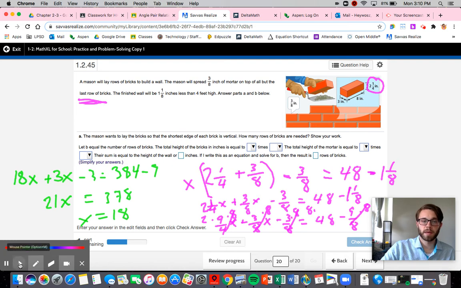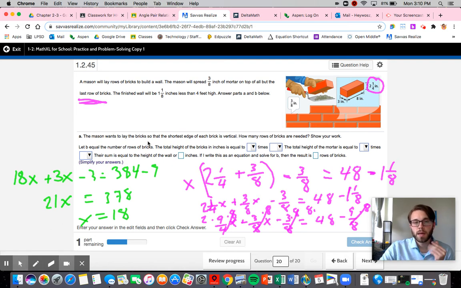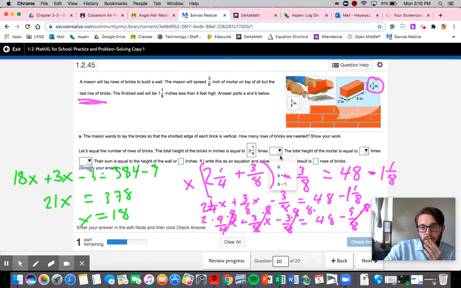Okay. So let me just read through that to make sure I'm answering everything. Let B be the number of bricks. The total height of the bricks would be 2 1/4 times the number of bricks. The total height of the mortar is equal to 3/8 times B minus 1. That's another way you could think of it. That's essentially where this minus 3/8 comes from.